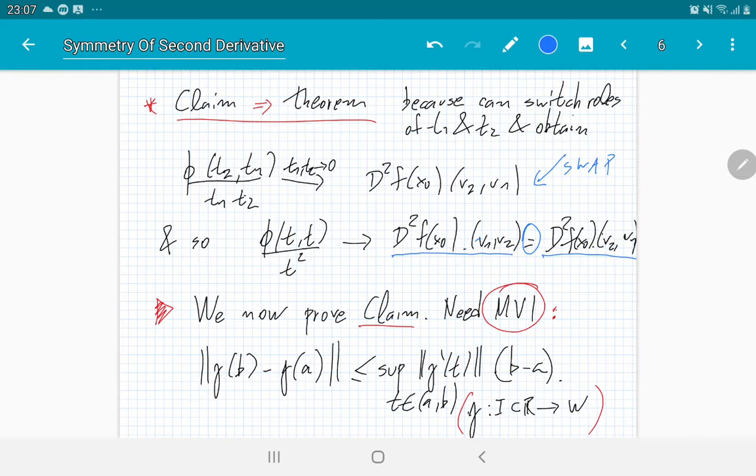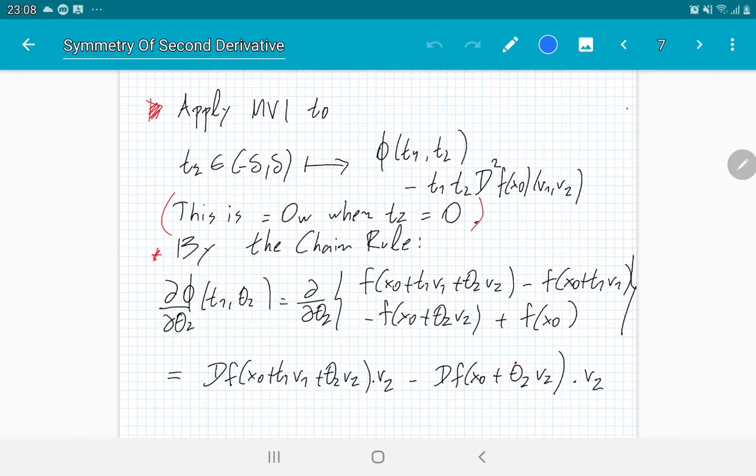Okay, so we're going to prove the claim now. So we have to prove this limit. And we're going to use the mean value inequality, right? Let me write it in this more general form. The mean value inequality says that if I have a function gamma defined over a subset of the real line, an interval, to W, then I can bound the difference between gamma of b and gamma of a by the distance between b and a times the supremum of the derivative over points in between a and b. Now this interval could be ab or ba depending on which one is smaller, but we're not going to worry about that too much.